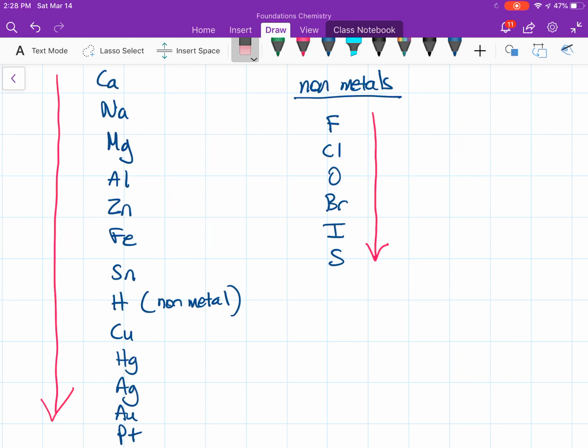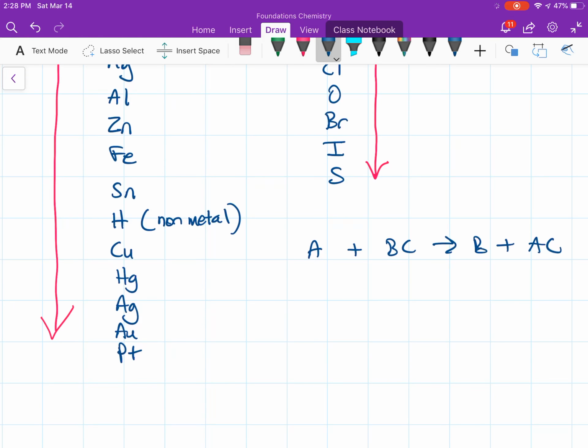Okay, so that's the activity series for nonmetals. So I'm going to give you a reaction, and typically in a single replacement question, you'll be given the first half of the reaction. You need to, of course, recognize that it's a single replacement reaction. Now remember, the general form for a single replacement reaction is A plus BC makes B plus AC. All right, that's if two metals are reacting.